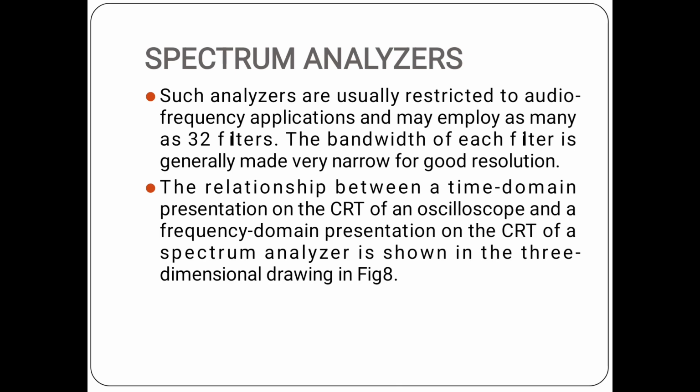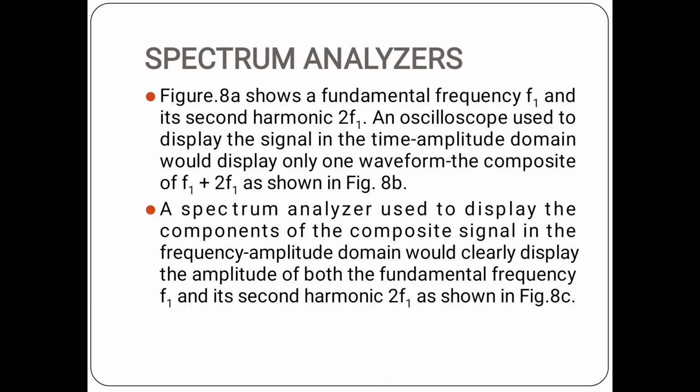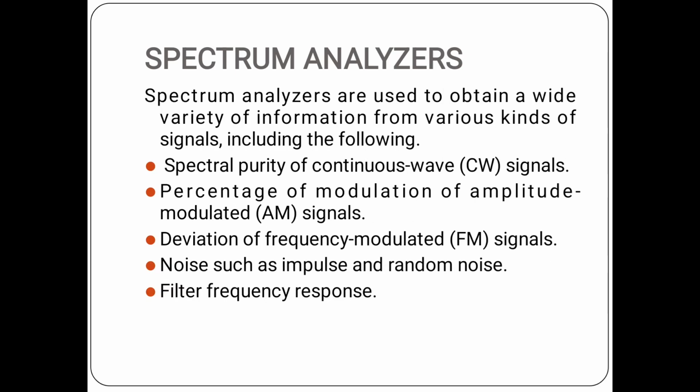The relationship between a time domain presentation on the CRT of an oscilloscope and a frequency domain presentation on the CRT of a spectrum analyzer is shown in a three-dimensional drawing. The next figure shows a fundamental frequency f1 and its second harmonic 2f1. An oscilloscope used to display the signal in the time amplitude domain would display only one waveform, the composite of f1 plus 2f1. A spectrum analyzer used to display the components of the composite signal in the frequency amplitude domain would clearly display the amplitude of both the fundamental frequency f1 and its second harmonic 2f1.